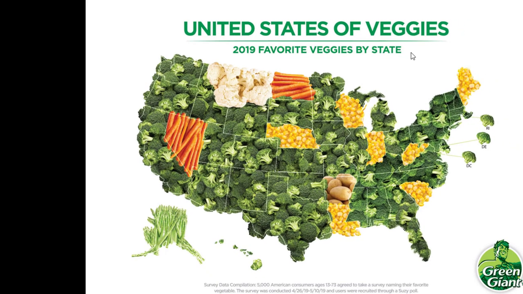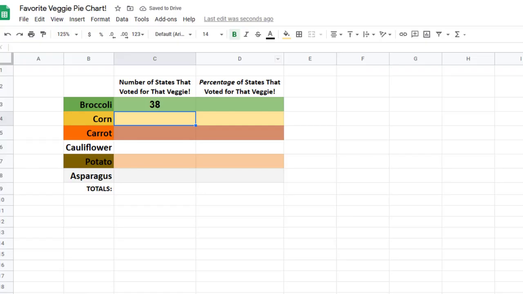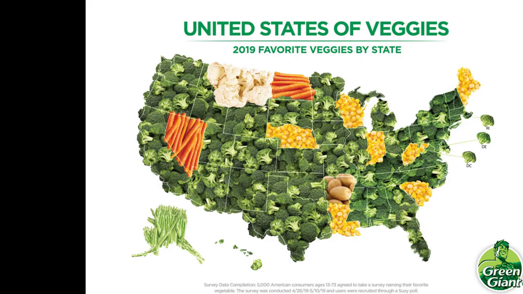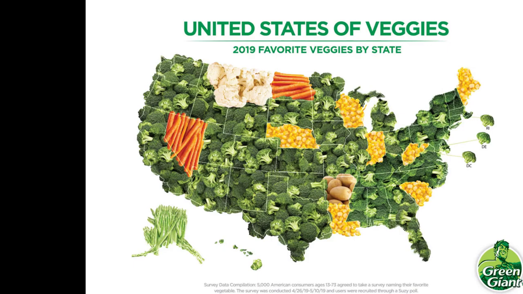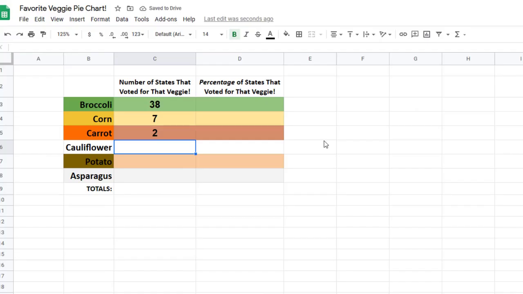Corn. Look at corn. 1, 2, 3, 4, 5, 6, 7. Looks like there's 7 states that picked corn. Carrot. 1, 2. Nevada and North Dakota. 2. Cauliflower. Looks like it's just Montana. So there's 1 there.